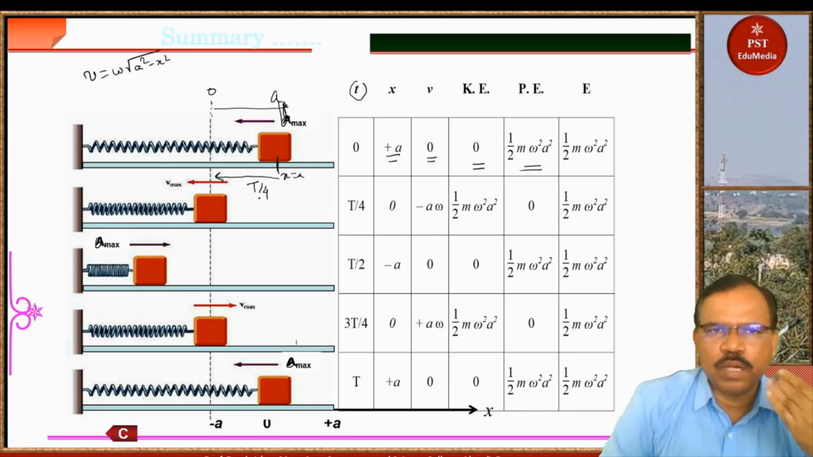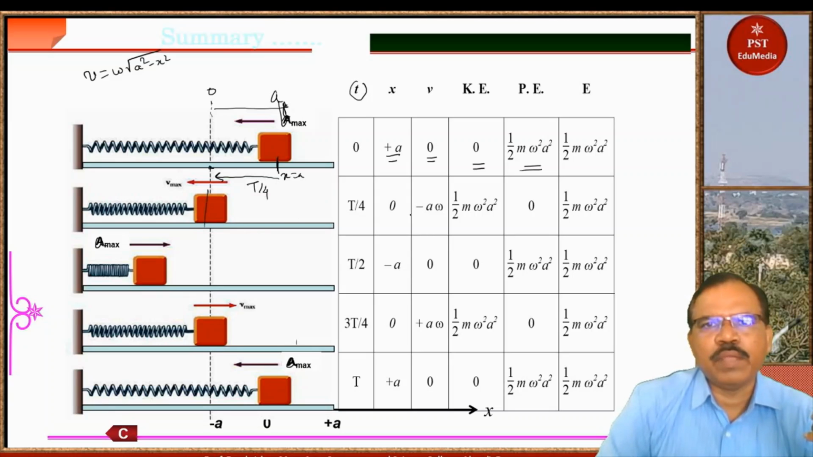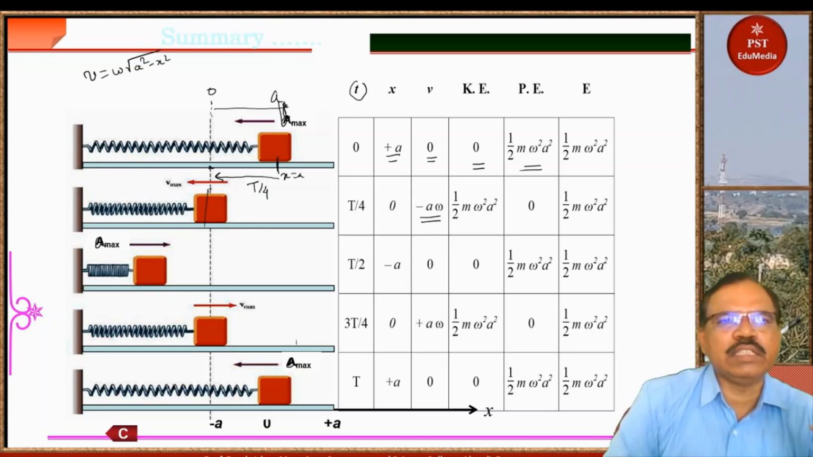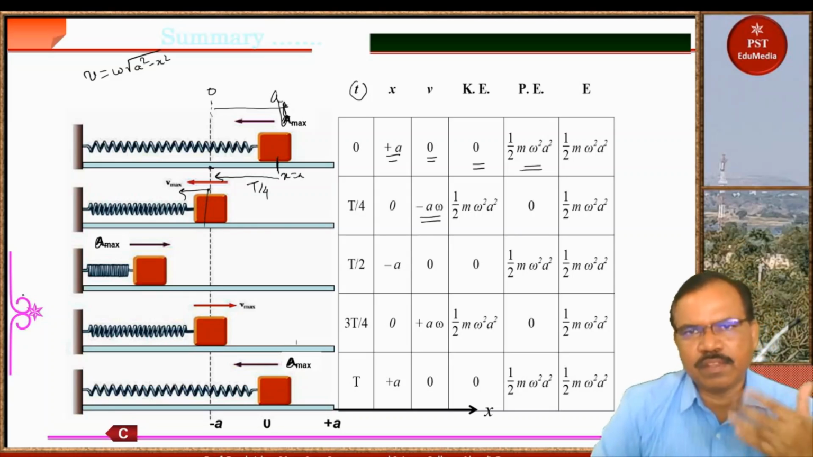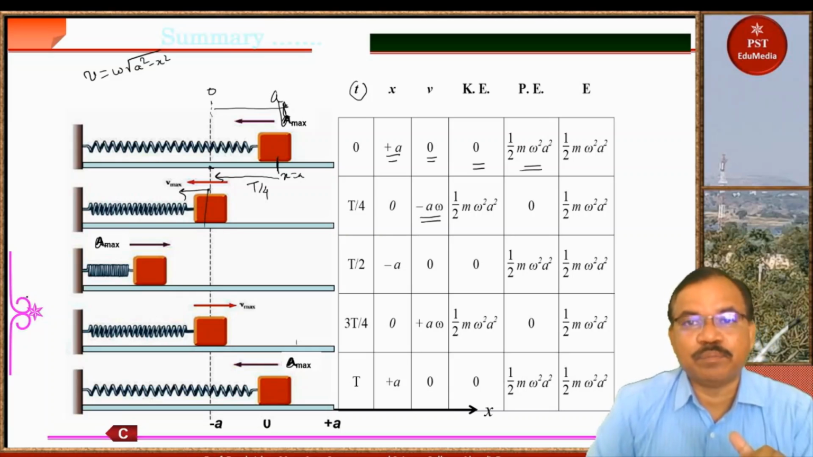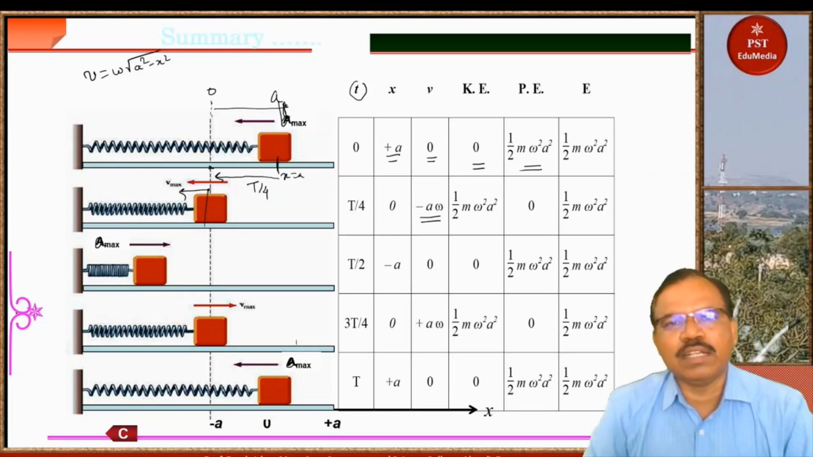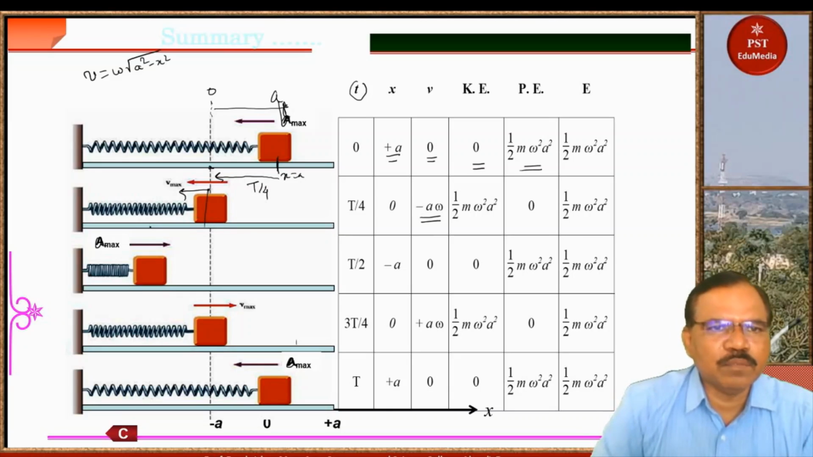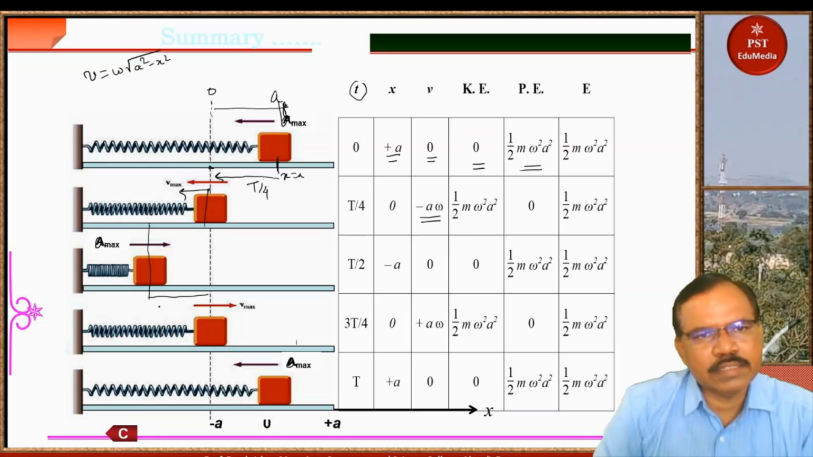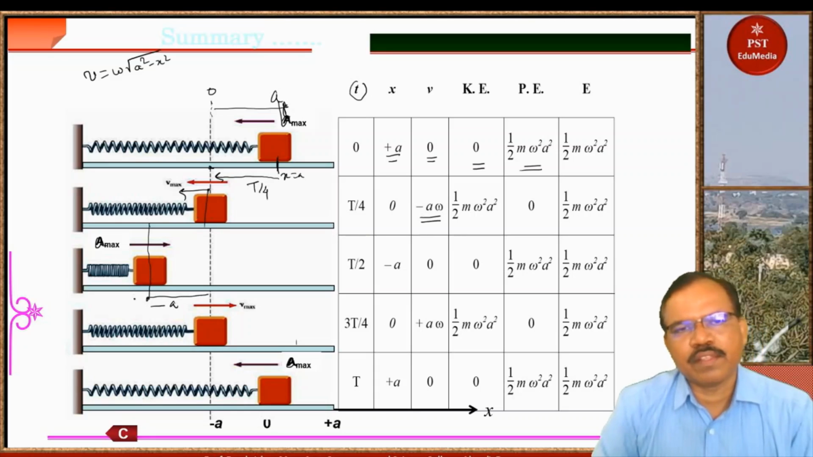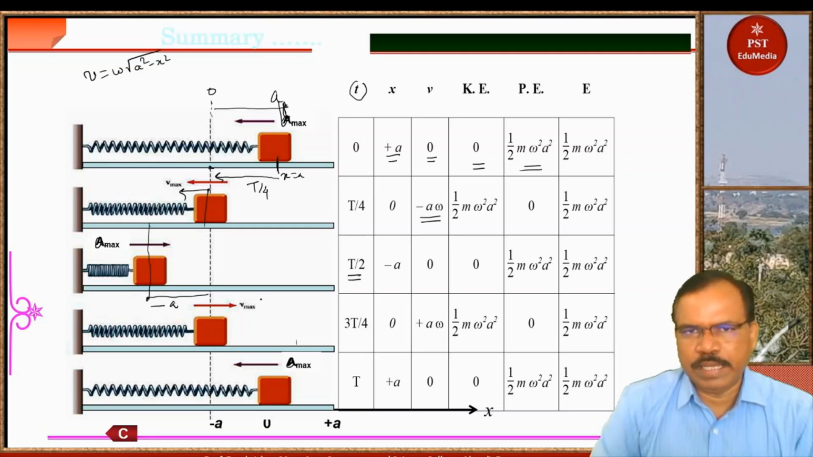Time will be T by 4, 1/4 of periodic time. Position will become 0 here. Velocity will be minus a omega because it is moving along negative axis. Here kinetic energy is maximum. Potential energy is 0, but total energy is constant. When it comes here at x is equal to minus a after T by 2 time, x will be minus a, velocity will be 0, kinetic energy will be 0, potential energy will be maximum, and that is equal to total energy.